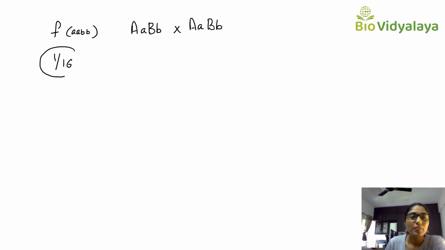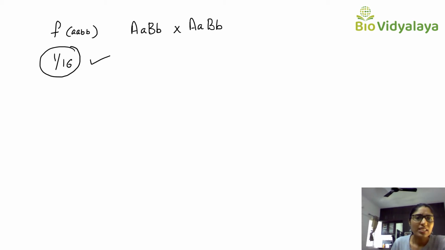Sometimes in your examination, you will get a question like: what is the frequency of getting small a, small b when you are crossing capital A, capital B, small b with capital A, capital B, small b. Without further thinking, you can answer 1 by 16 because that Punnett square picture is in your mind. So you can easily answer this question.